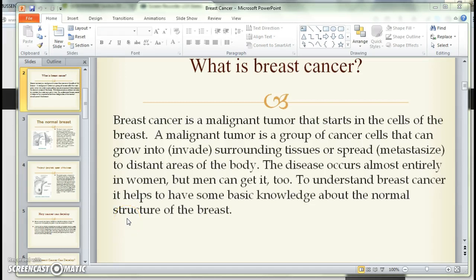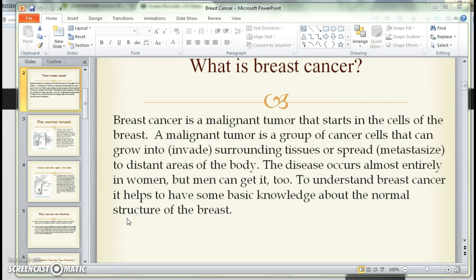Breast cancer is a malignant tumor that starts in the cells of the breast. A malignant tumor is a group of cancer cells that can grow into or invade surrounding tissues or spread to distant areas of the body. The disease occurs almost entirely in women, but men can get it too.